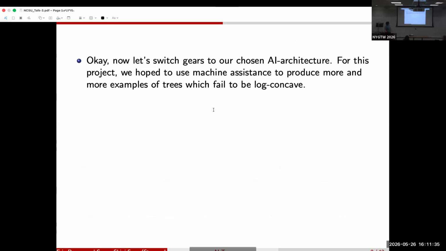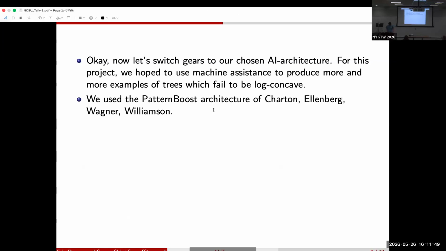Okay, so now I promised that there'd be some kind of machine learning or AI in this talk, so let's switch gears to that. For this project, we hope to use machine assistance to produce more and more examples of trees which fail to be log-concave. We used PatternBoost, which is an architecture developed by Charton, Ellenberg, Wagner, and Williamson: Francois Charton, Jordan Ellenberg, Adam Wagner, and Geordie Williamson.